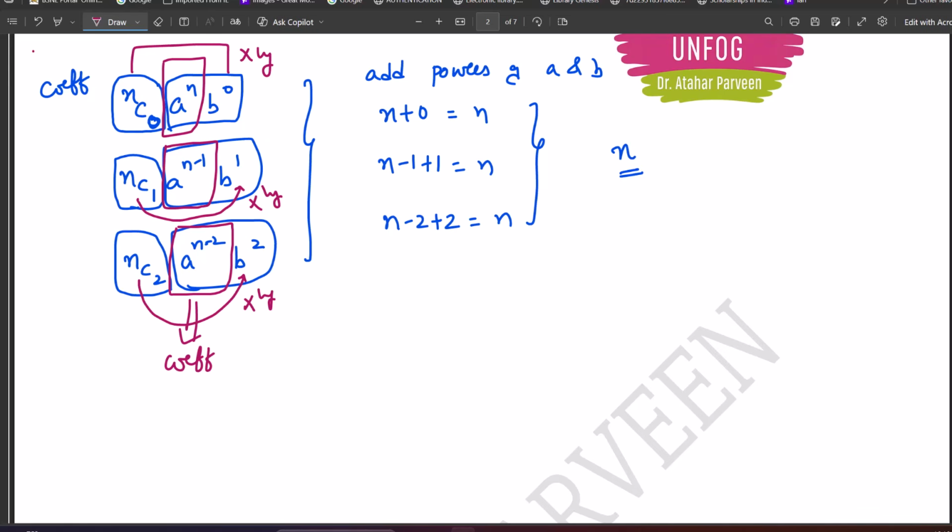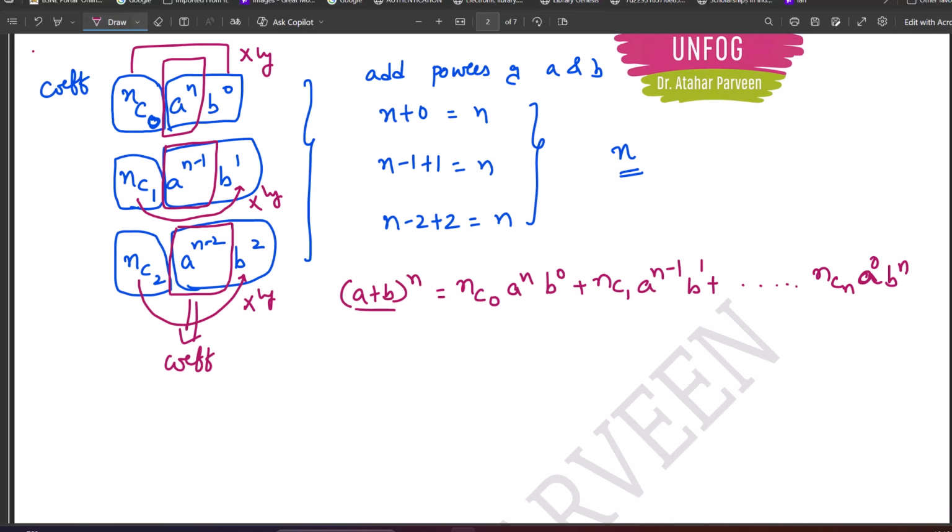Now, we were talking about A plus B whole to the N and we wrote the binomial theorem. What did we write? A plus B whole to the N is equal to NC0, A to the N, B to the 0 plus NC1, A to the N minus 1, B to the 1 and so on, and we wrote NCN, A to the 0, B to the N. This is for A plus B whole to the N.